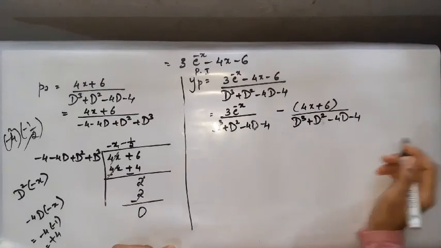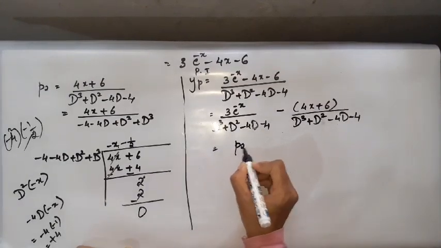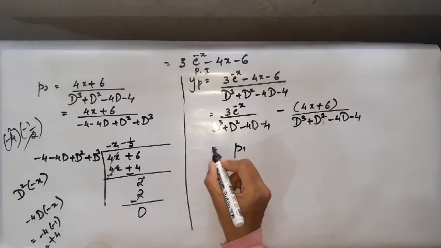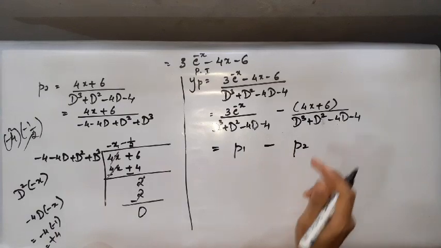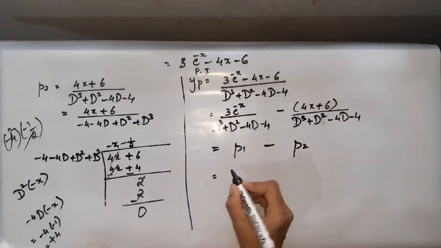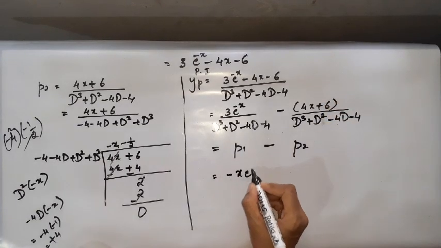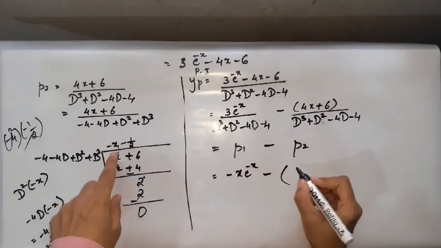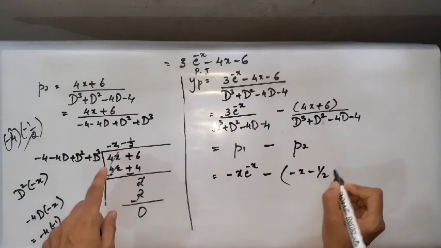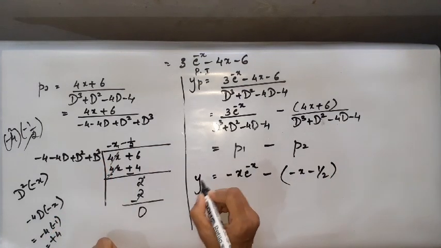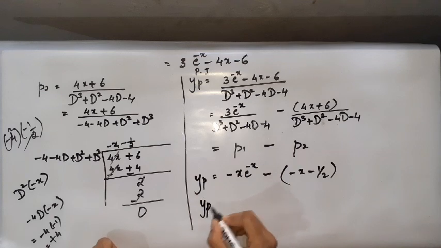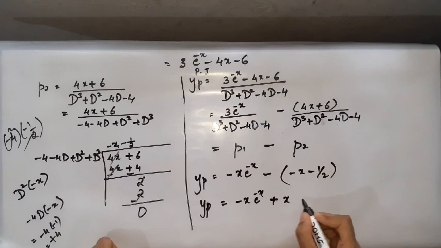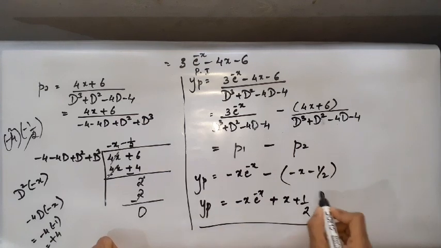See here students, this was your P1 minus P2. The P1 value I had written already: minus x into e to power minus x, and the P2 value is minus of, what is that value? It is minus x minus half. So your yp, let us simplify it further. Yp is minus x into e to power minus x, take this minus sign common, plus x plus half. This is the value for yp.